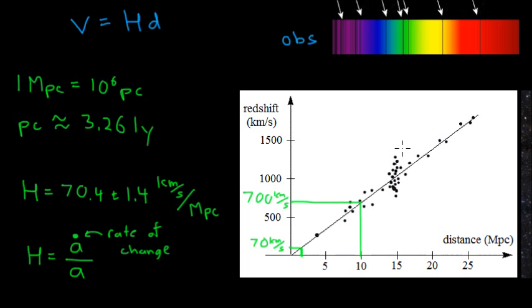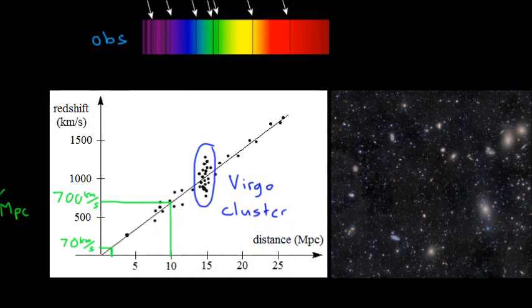And there's something else that I want to point out with this graph. We notice that around 15 megaparsecs, we have this big clump of galaxies. Some are going faster than we expect them to be, some are going slower than we expect them to be. And this clump of galaxies actually corresponds to a cluster of galaxies known as the Virgo Cluster. And I actually have a picture of the Virgo Cluster right here.